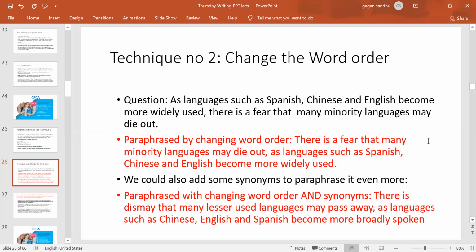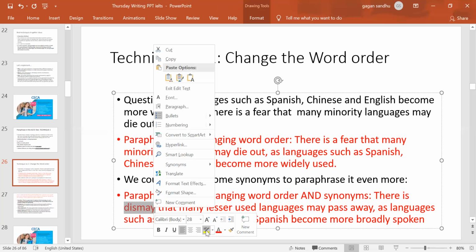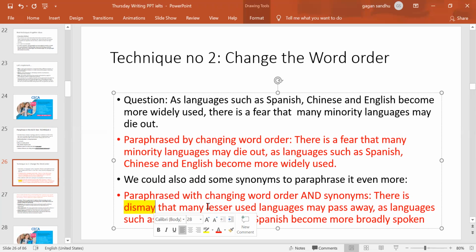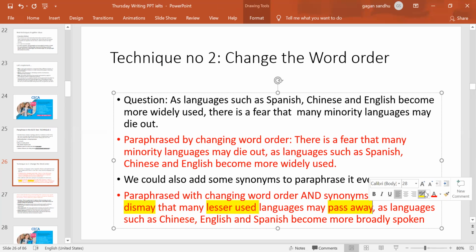In that case, we mix both the techniques, which is technique number 3. What is it? I'm changing the word order. I'm bringing the latter part to the first position, and it says there is dismay that. So this word was fear, and I changed it to dismay, right? Many lesser used languages. So it says many minority languages, so I wrote lesser used languages. It says may die out, I write may pass away, right?